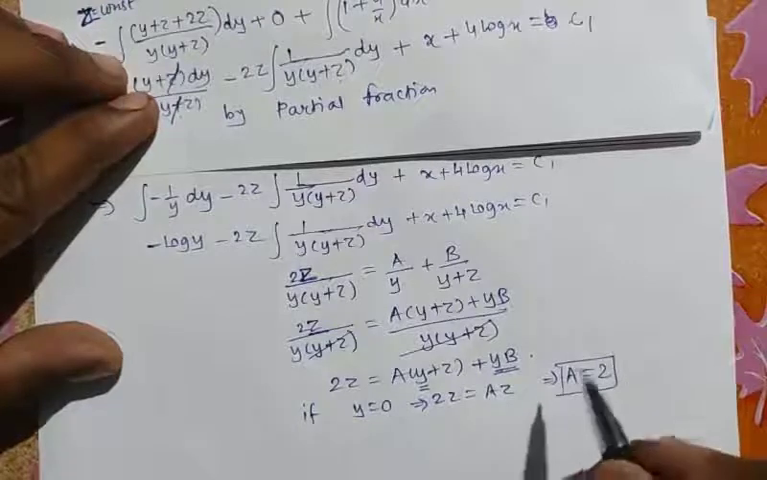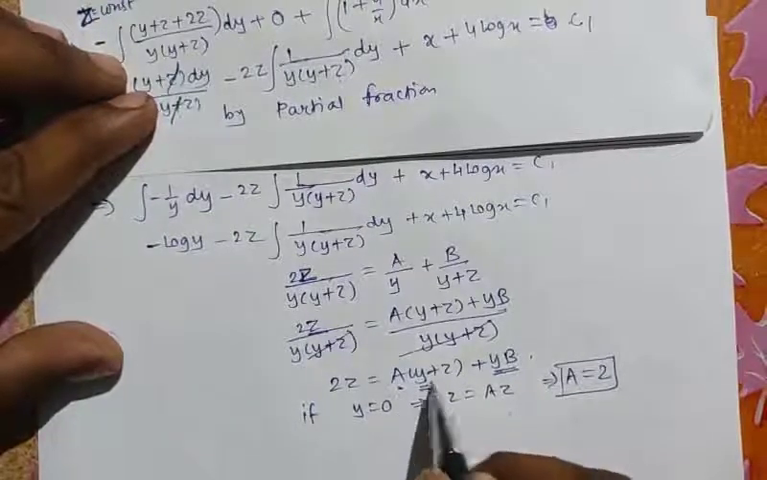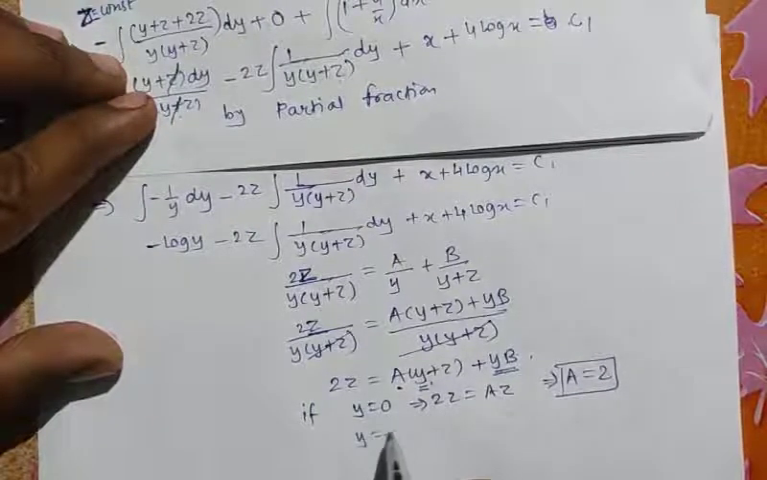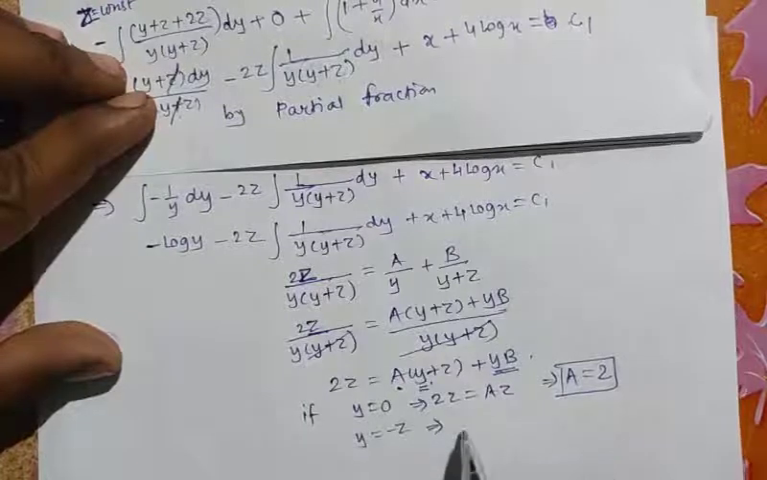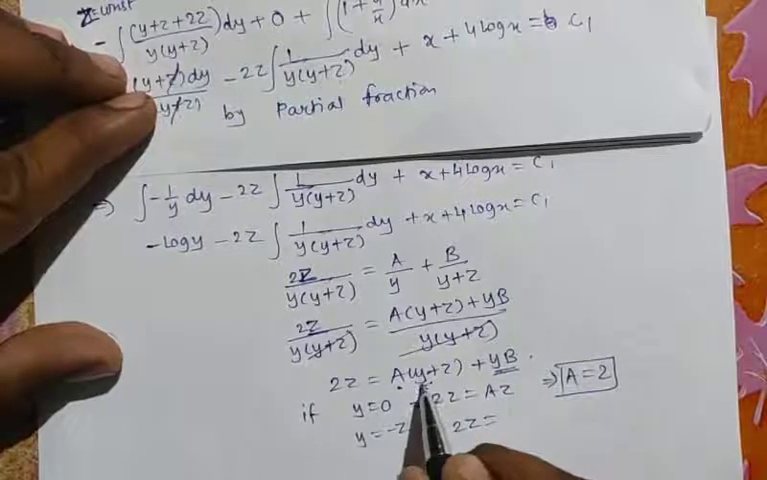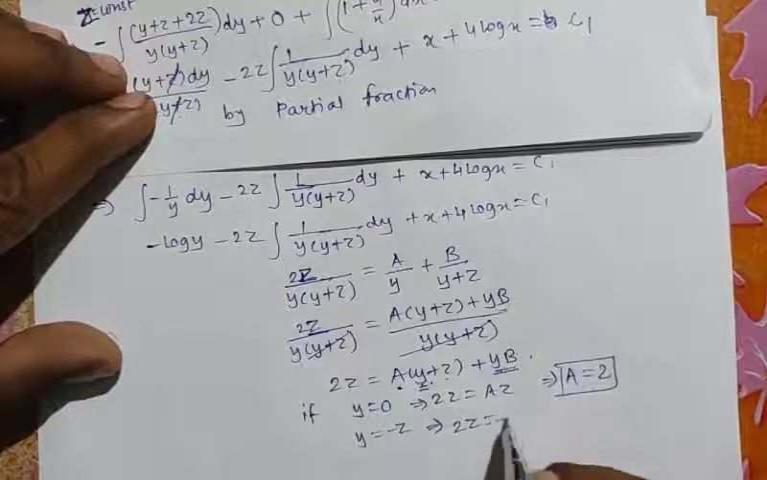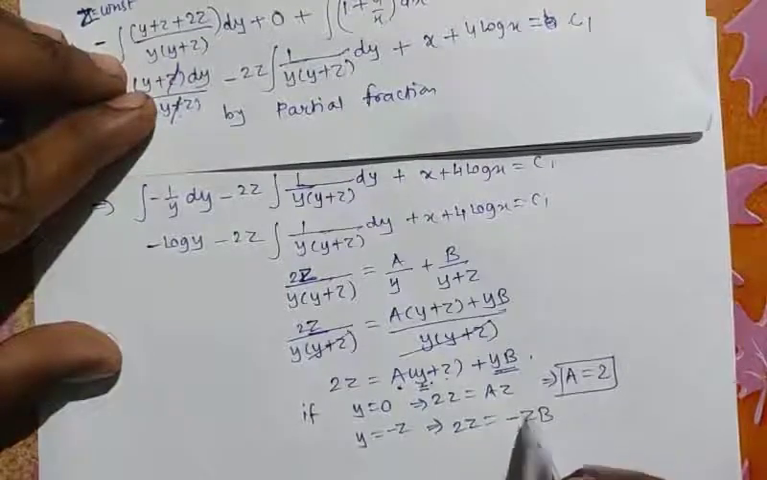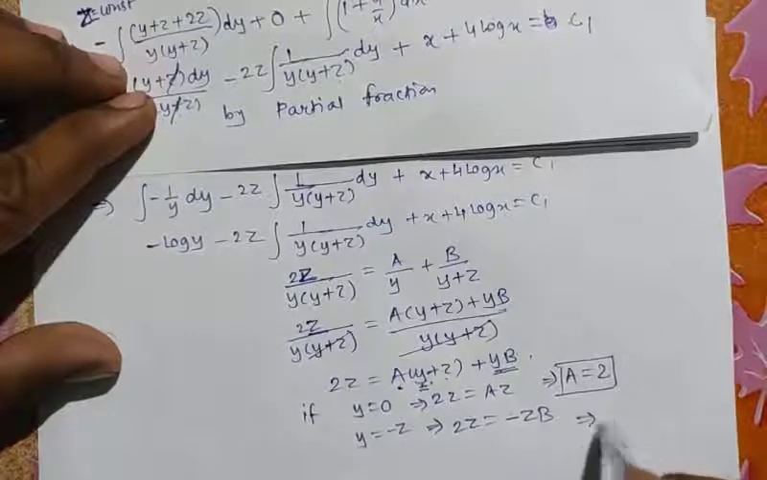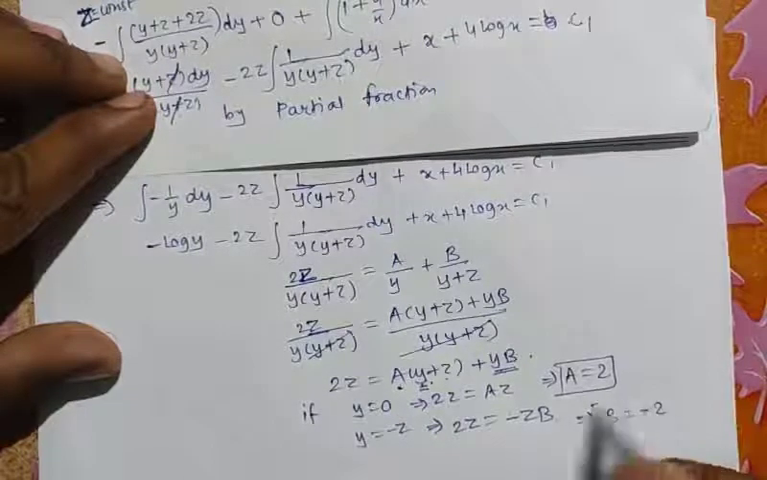Okay. Now we put the coefficient of A as 0, which means we put y is equal to minus z. Then twice z is equal to, so y is equal to minus z, so minus z plus z get cancelled. So we get here minus z into B. So z gets cancelled, and the value of B is minus 2.